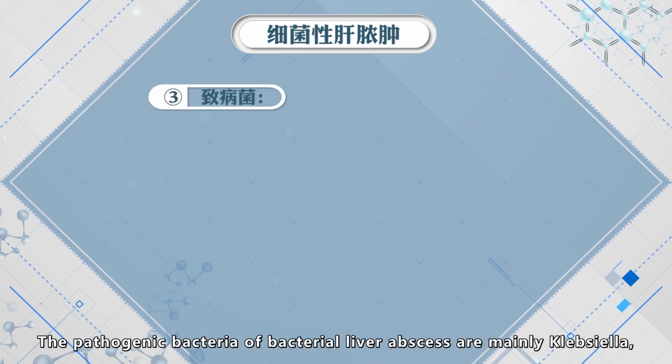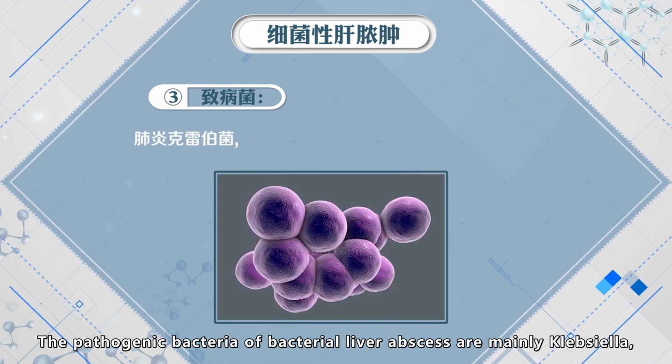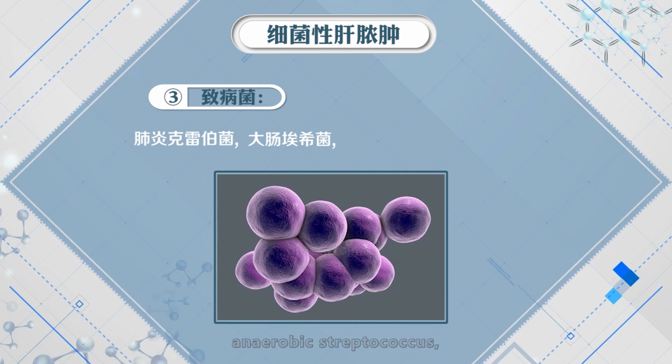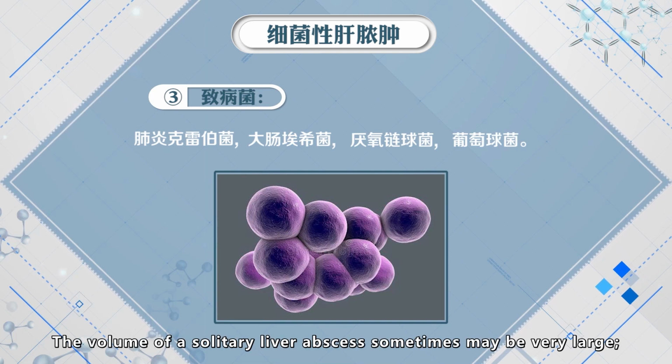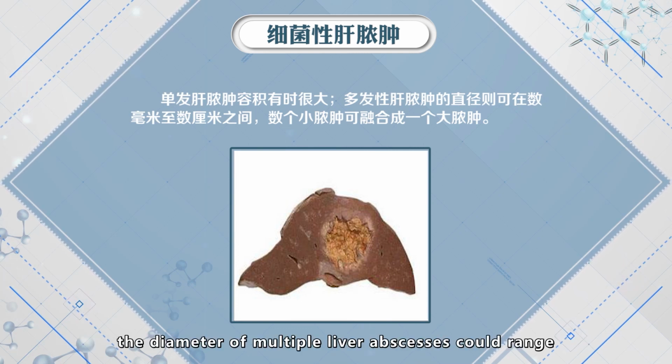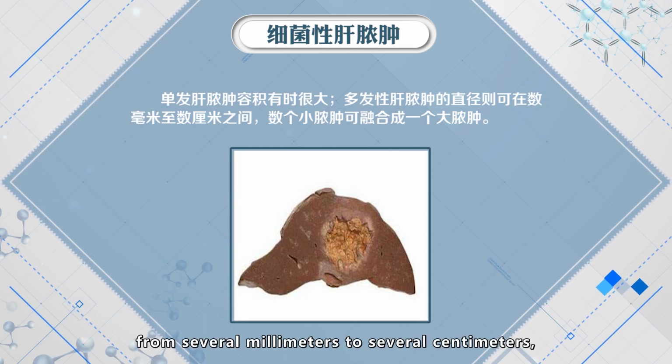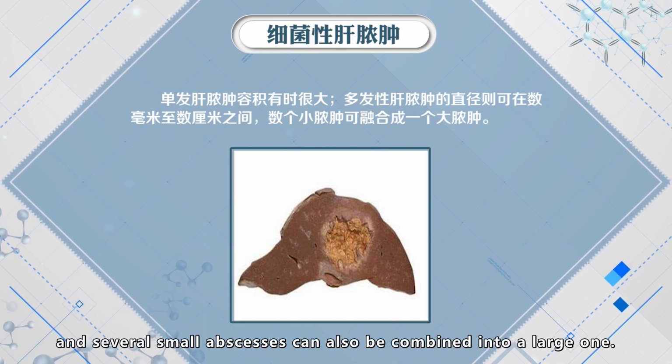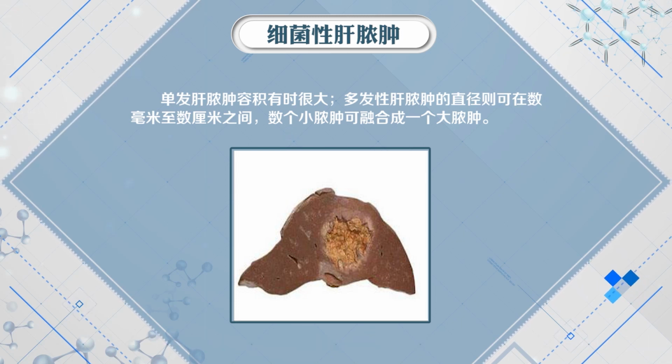The pathogenic bacteria of bacterial liver abscess are mainly Klebsiella, Escherichia coli, anaerobic Streptococcus, Staphylococcus, etc. The volume of a solitary liver abscess sometimes may be very large. The diameter of multiple liver abscesses could range from several millimeters to several centimeters, and several small abscesses can also be combined into a large one.